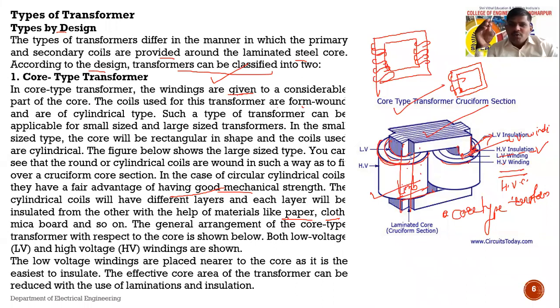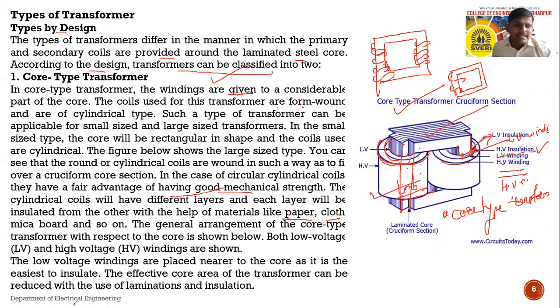To provide sufficient insulation between the windings, we do not wind the HV winding nearer to the core. Above the core there is the LV winding, wound by putting some insulation, and above that LV winding, by putting some insulation, we wind the HV winding.